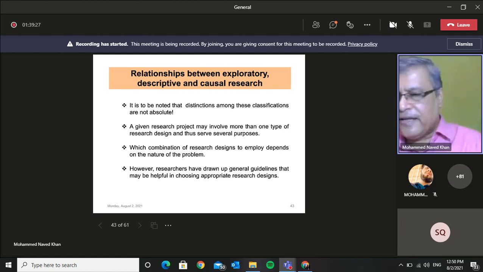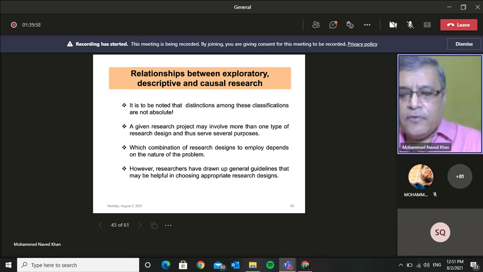Okay, what is the relationship between exploratory, descriptive, and causal research? See, a given study or project being carried out by an organization or a researcher may involve more than one type of design. It's not necessary that if we have exploratory in a study, we can't have conclusive in that, or if it is exploratory, we cannot have descriptive in that.